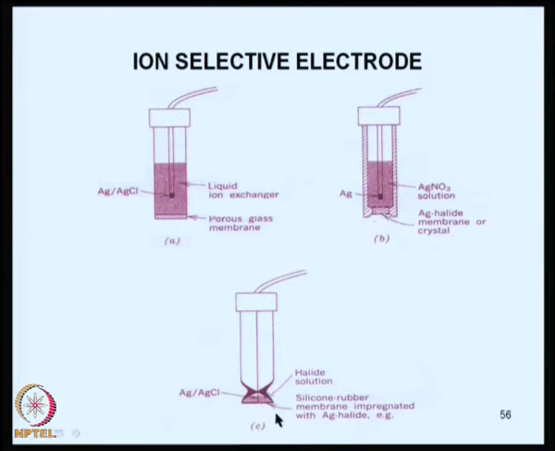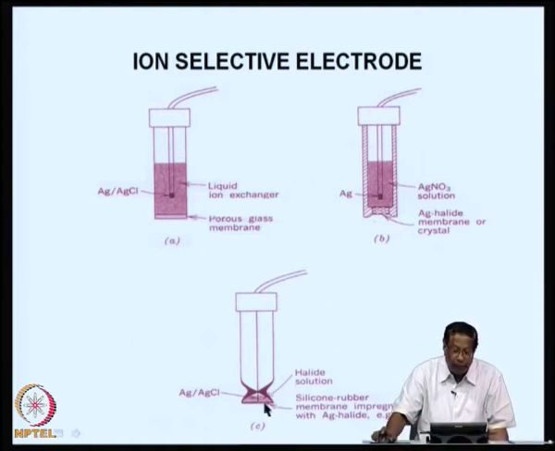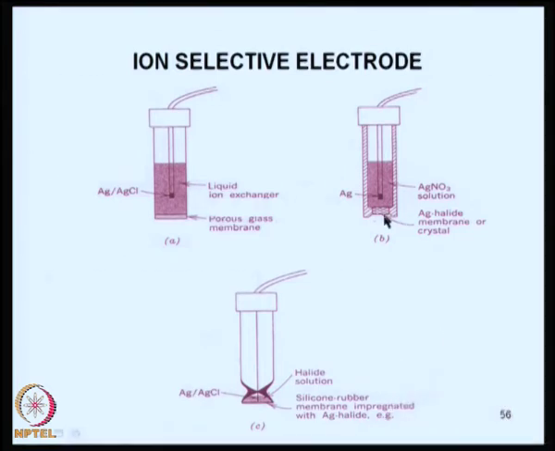And then I can have a silicon rubber membrane impregnated with silver halide. Different constructions of the electrode, ion specific electrodes, and several ion selective electrodes are marketed routinely for the analytical determination of specific substances in water or soil or air or any other matrix. Specific ion selective electrodes are being marketed by several reputed companies.